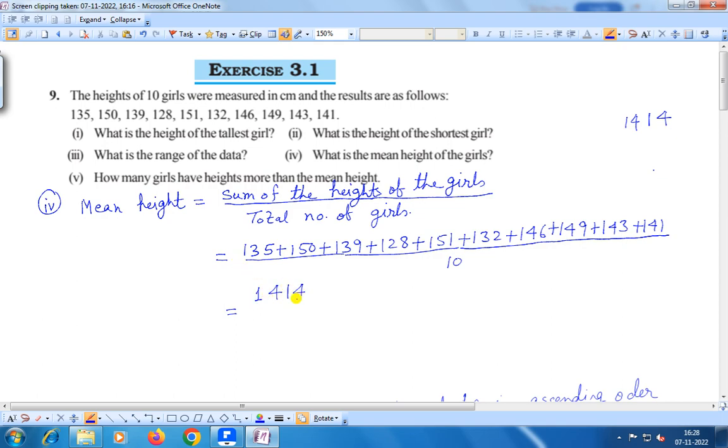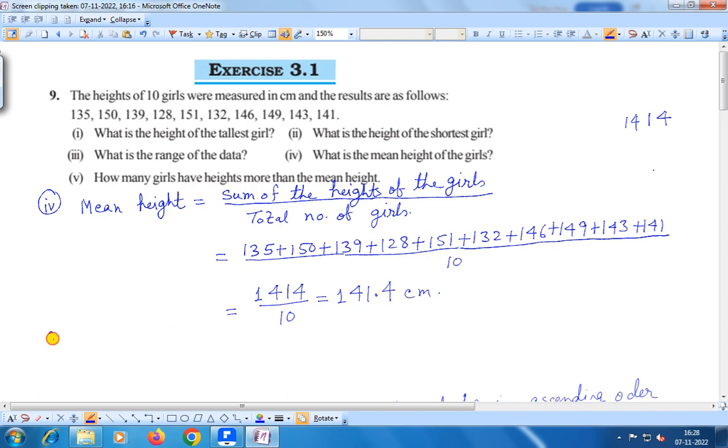1414 divided by 10 comes to 141.4 cm. Therefore, mean height is 141.4 cm.